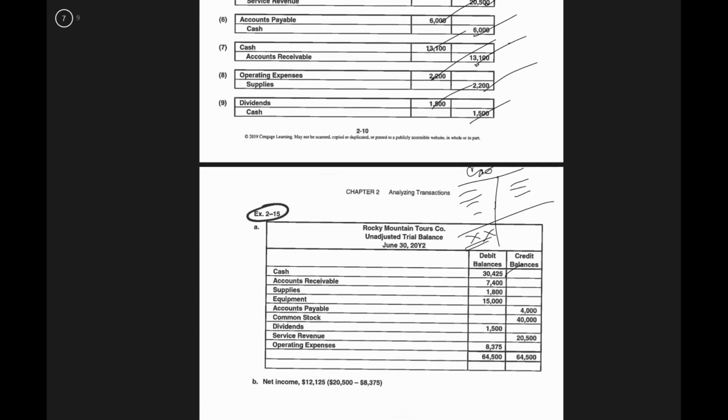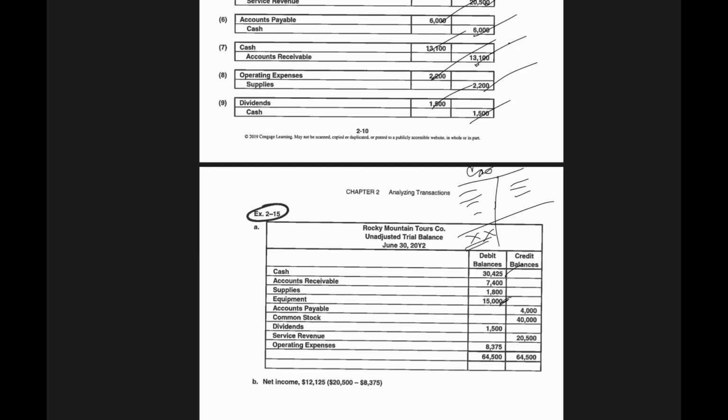Now, in this assignment, we did not need to put all the debits and the credits in. However, it's already provided to you in the textbook. So if you looked at the cash account that's in your text and you added all the debits, took away all the credits, your balance would have been $30,425. Equipment. You notice there's only a balance of $15,000. So there is your $15,000.